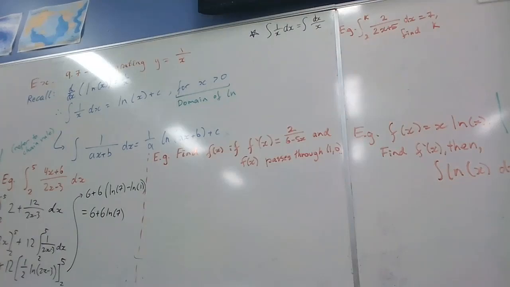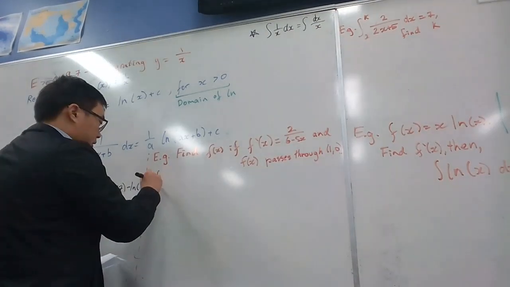Okay. We're going to do a very similar example, the only difference being, of course, that it is an application question where you're looking for a function. In the second example, it says find f of x if f dash of x equals 2 over 6 minus 5x, and it passes through (1, 0). So the same principles apply.